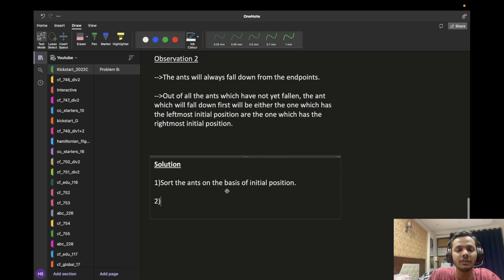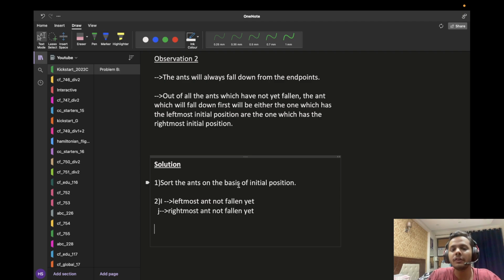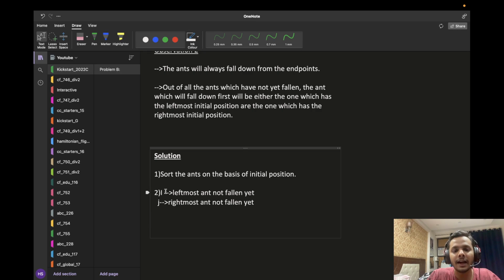Now we'll keep two pointers, one to the leftmost ant and one to the rightmost ant. So i points to the leftmost ant not fallen yet, and j will point to the rightmost ant which has not fallen yet. Now we have to simply decide whether the ith ant will fall first or the jth ant will fall first. Let's talk about the initial situation when i is equal to 1 and j is equal to n, right?